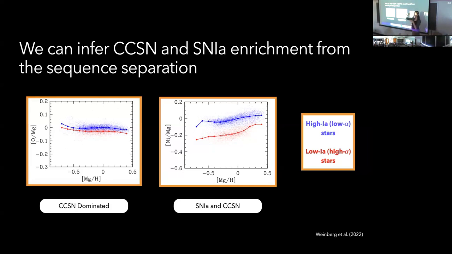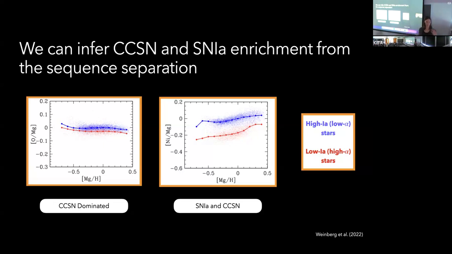Conversely, for nickel, we see this really big gap because the nickel has been enriched by type 1A supernovae in this second population. So just by looking at these abundance distributions, we can say oxygen tracks magnesium well, so it must be produced almost entirely in core collapse supernovae. Nickel doesn't track magnesium super well, so it must have an additional contribution from another nucleosynthetic source.